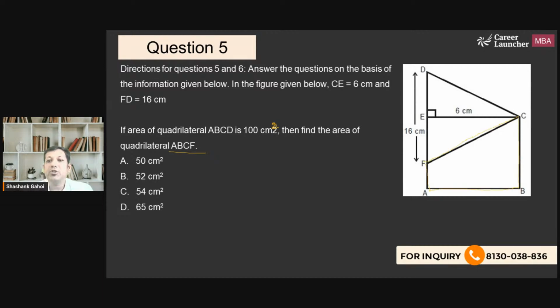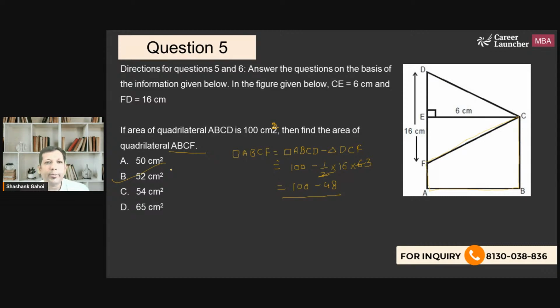ABCF. Okay, so what we can do, and the total area is given to us as 100. So what is the area of quadrilateral ABCF? I can say that is equal to area of quadrilateral ABCD minus area of triangle DCF. Now, area of quadrilateral ABCD is given to us, that is 100, right? Now, what is the area of DCF? That is going to be half into 16 into 6. So that is going to be 100 minus 48. So this value comes out to be 52 centimeter. That is option B. And that's how we are going to get the answer.